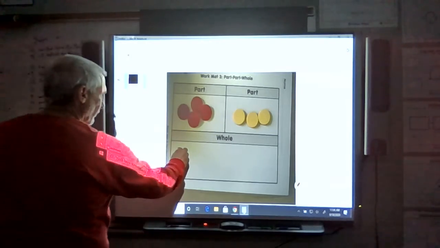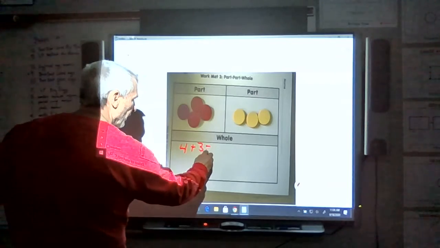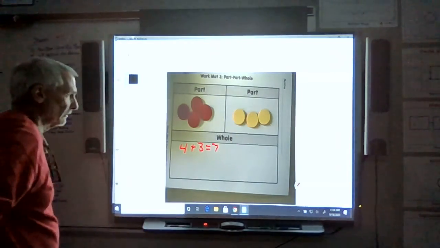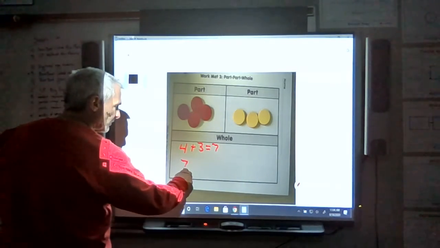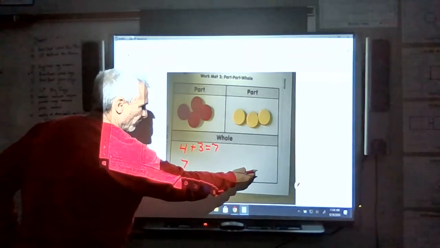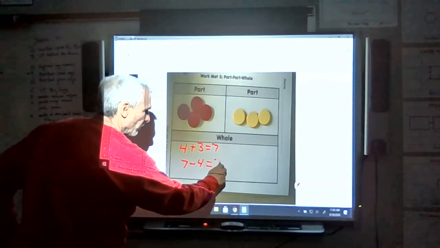We started with 4 plus 3, and we said that altogether that's 7. But when we move the 7 down here and start with 7, if we take away 4 of them, we still have 3 here. So 7 take away 4 equals 3.